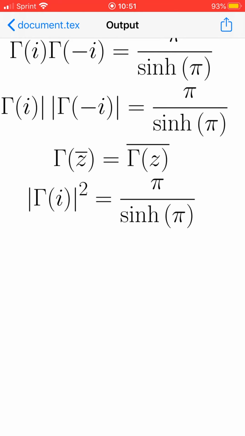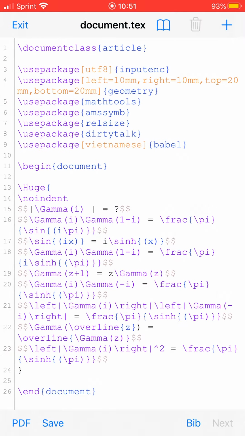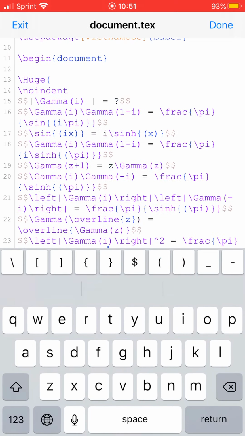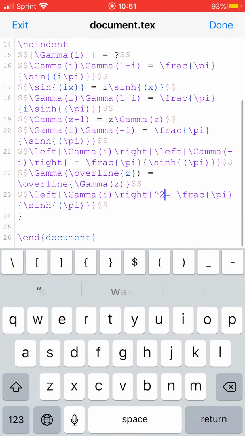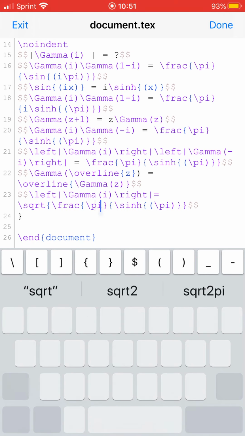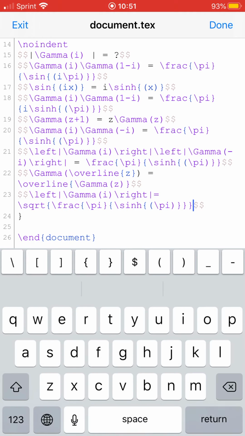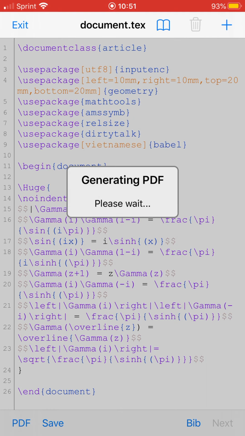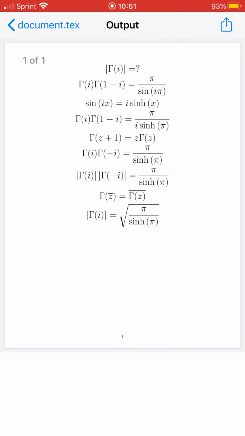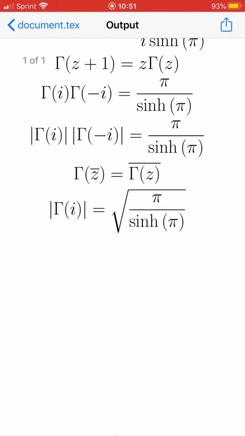And now to get the final answer, we just need to square root both sides. And then we would get our final answer: the modulus of gamma of I is equal to the square root of pi over sinh pi. And this is our final answer for the modulus of gamma of I.